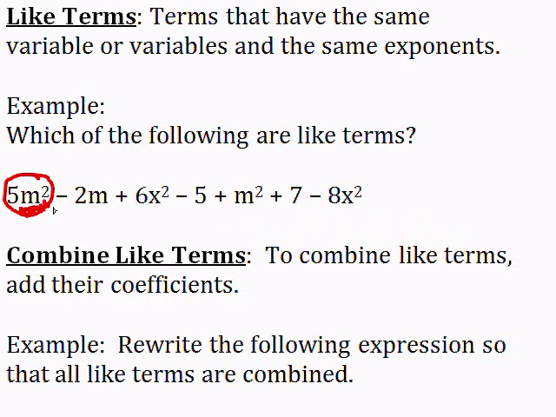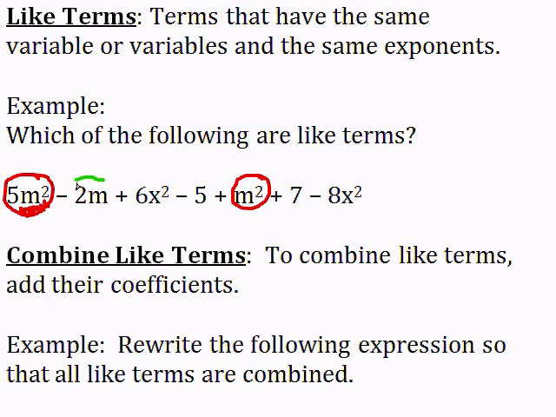So we go through and we look at all of the terms, and we're looking for m's that have exponents of 2. Negative 2m doesn't have an exponent of 2. 6x squared has an x that's to the second, but the x and the m don't match. Negative 5 doesn't have an m or an x. m squared has the m and it has a second exponent, so m squared is a like term with 5m squared.